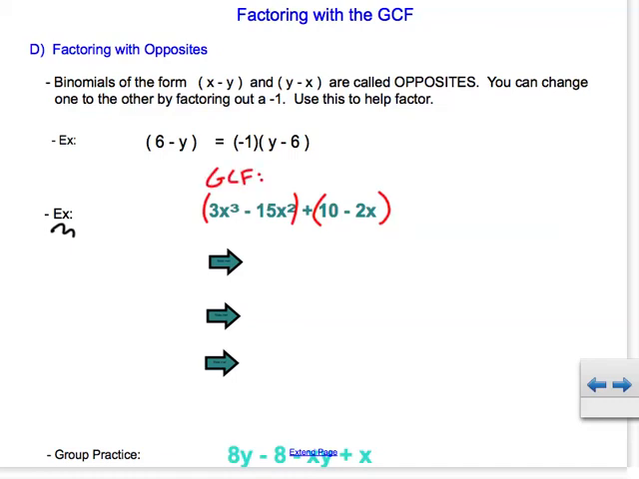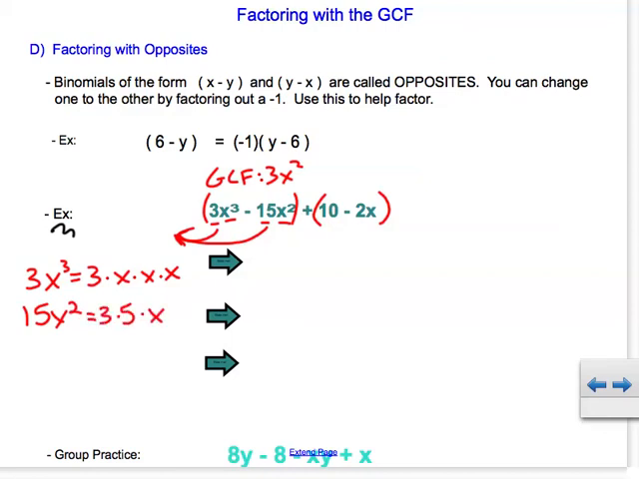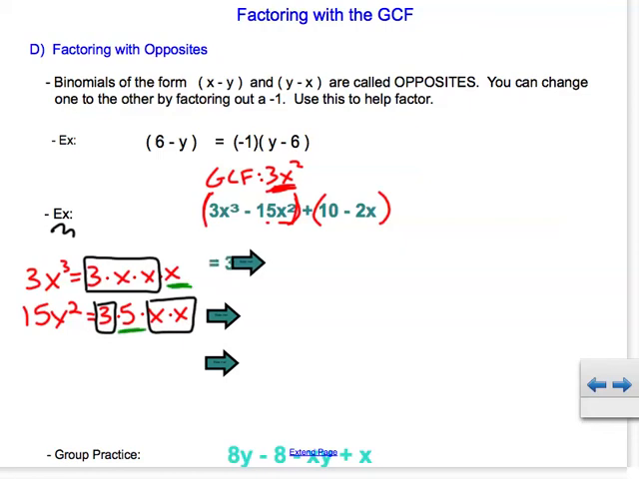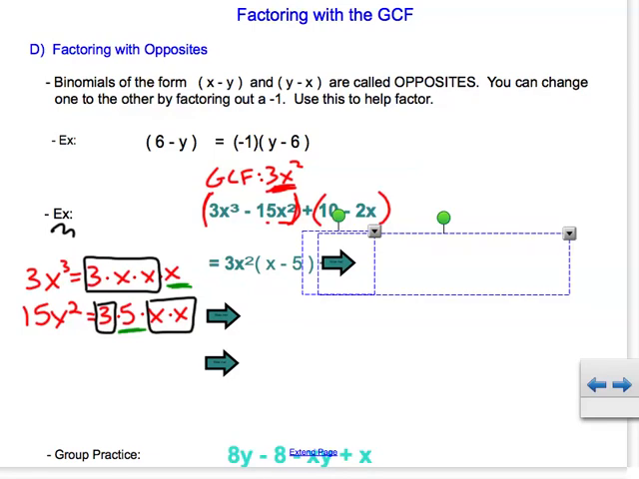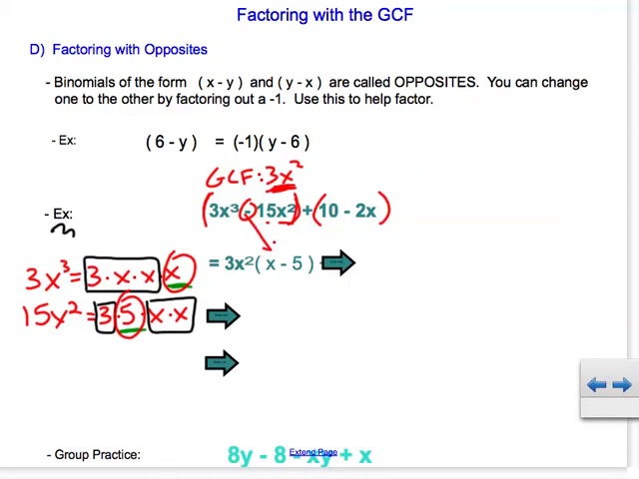In this case, my GCF is 3x to the second. I'm going to try and divide out 3x to the second on each of those terms. I can write it out so you can see where it comes from. 3 times x times x times x. 15x to the second is equal to 3 times 5 times x times x. So if 3x to the second is my GCF, for each term I'm going to pull out 3 and 2 x's, 3 and 2 x's. What's remaining is what's going to be left inside of your parentheses. So hopefully, if I did this correctly, I will have x minus 5. X and 5, the minus just comes from what was already there.